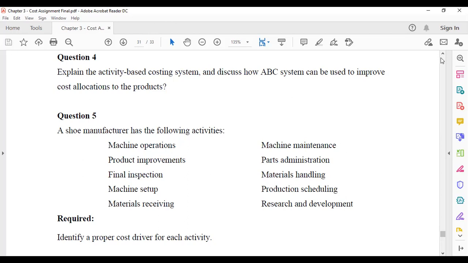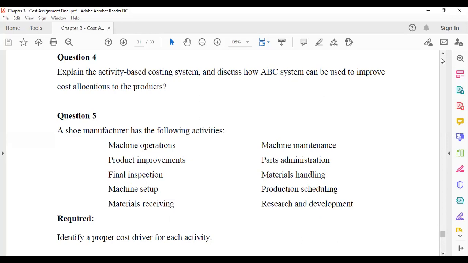The pricing is going to be inaccurate. Once the pricing is inaccurate, it affects profitability. So when profitability is affected, we are going to lose our market share to the competitors. So that was the idea behind why we need this activity-based costing.